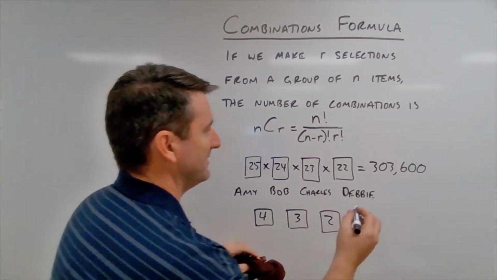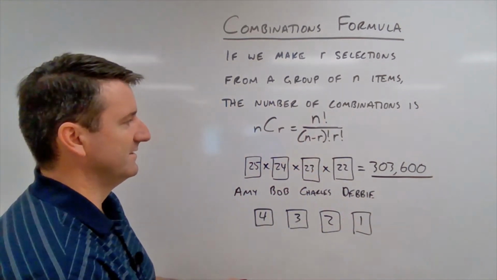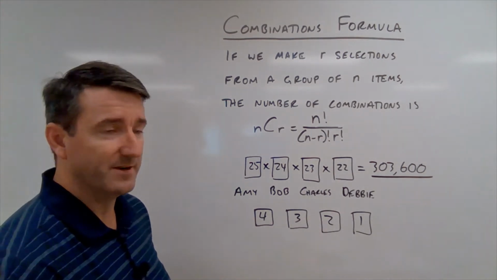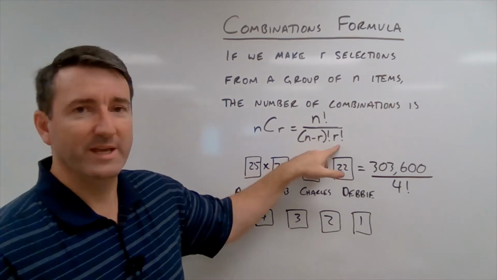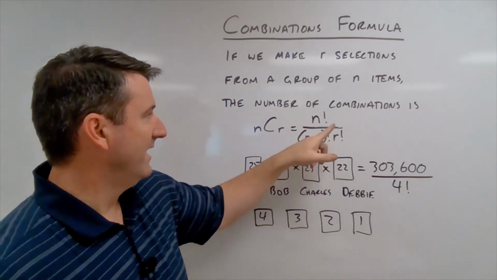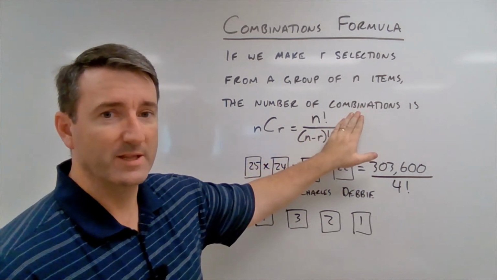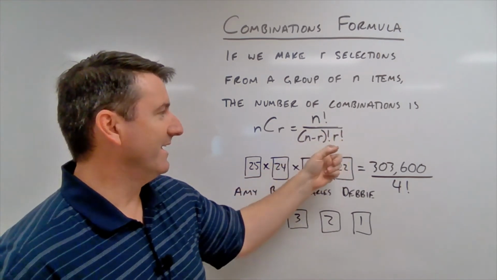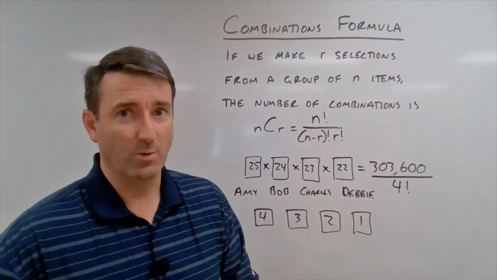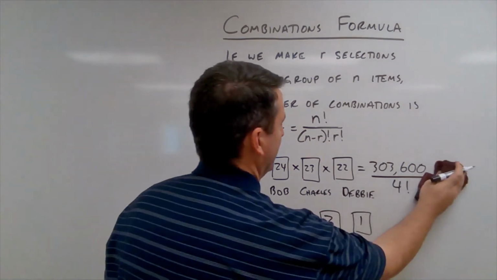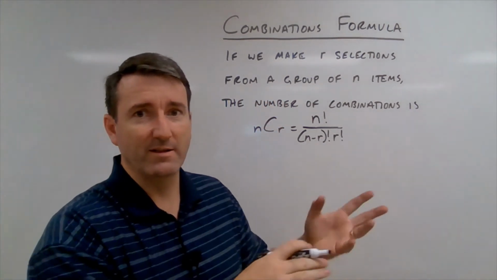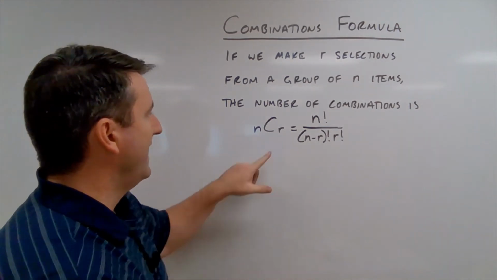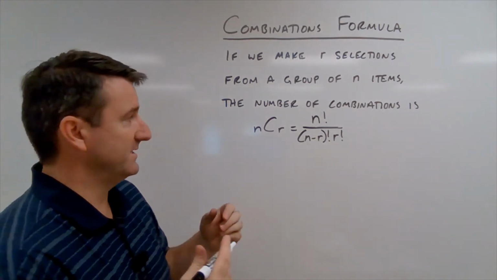So we've overcounted the number of combinations by a factor of 4 factorial. So we need to now divide this 303,600 by 4 factorial. And that's what we're doing in our formula here. You can see we've got our permutations formula, and then we're dividing by an extra r factorial. So let's go back to this example now.